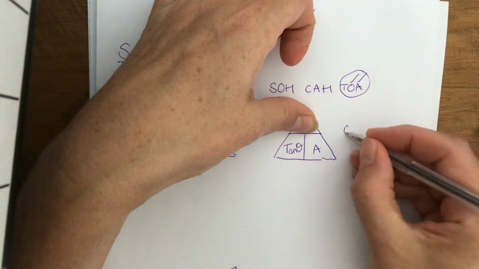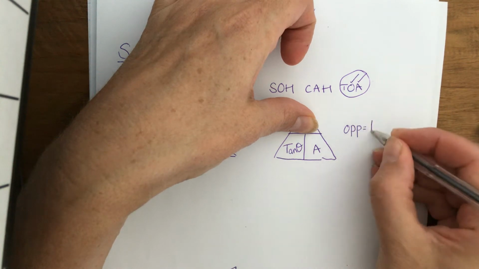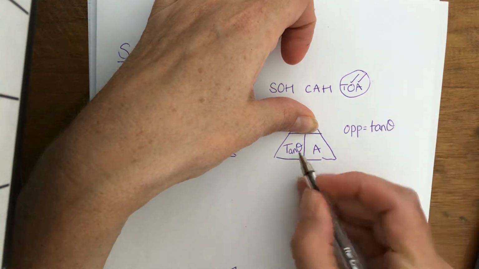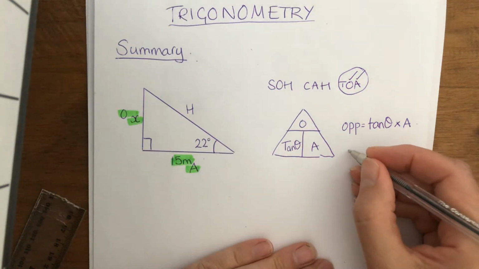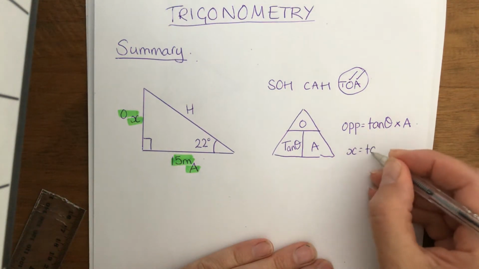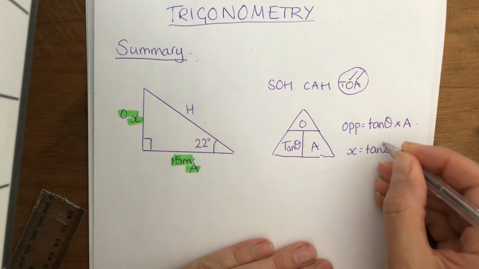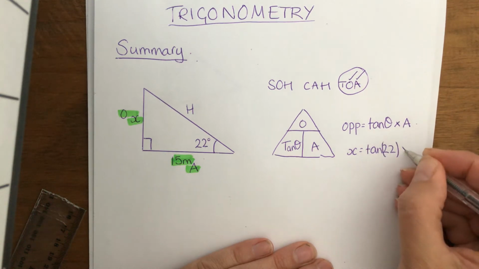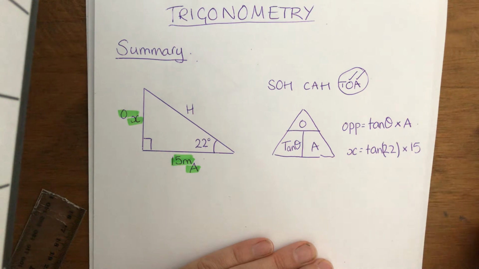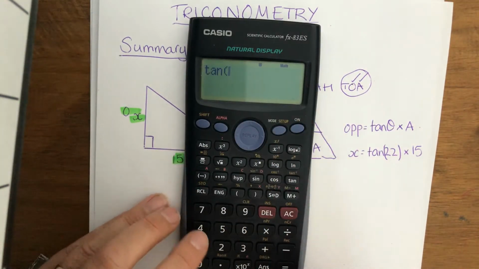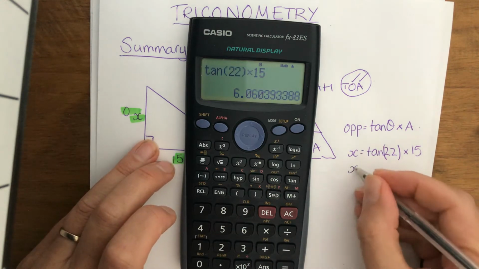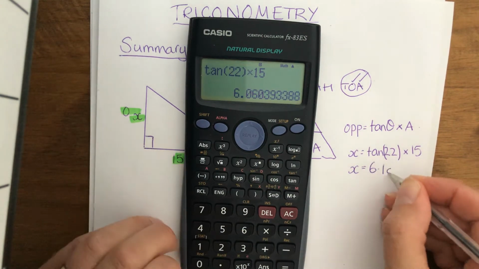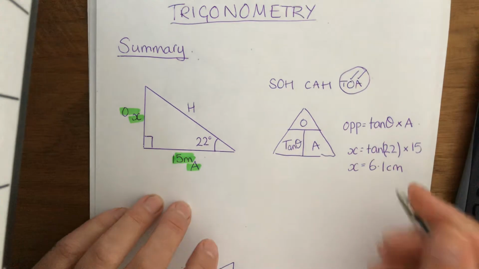So the opposite is tan theta. Because they're next to each other, it's times by the adjacent. So the opposite one, x, is tan of 22. Bracket opens there, close the bracket, times by 15. Tan of 22 times by 15. X is 6.1 centimetres, or metres in this case.